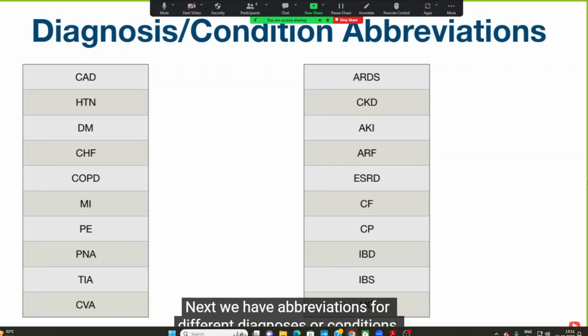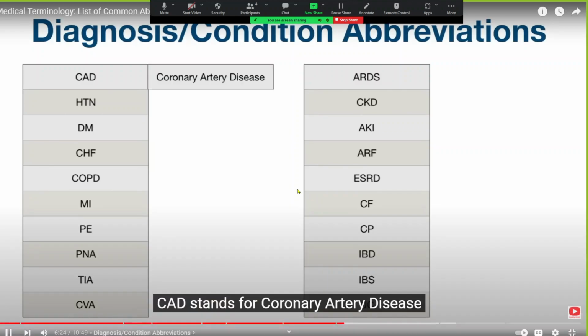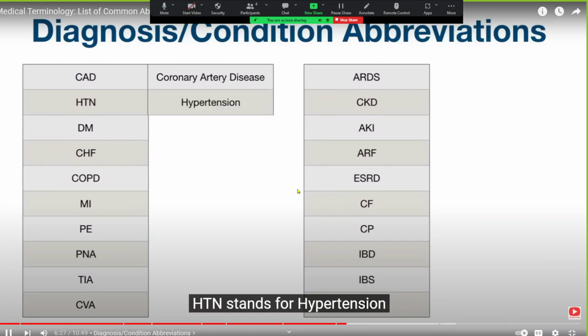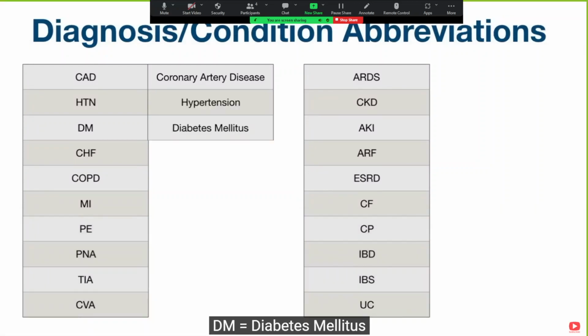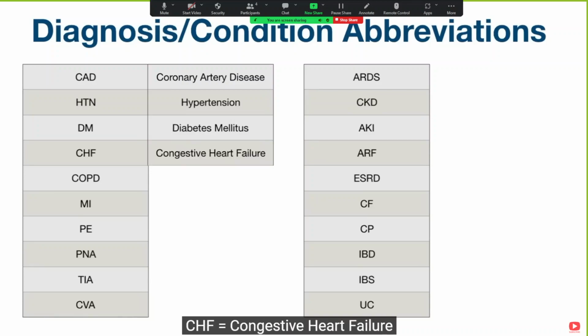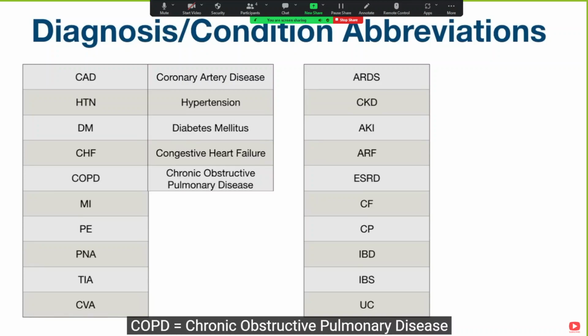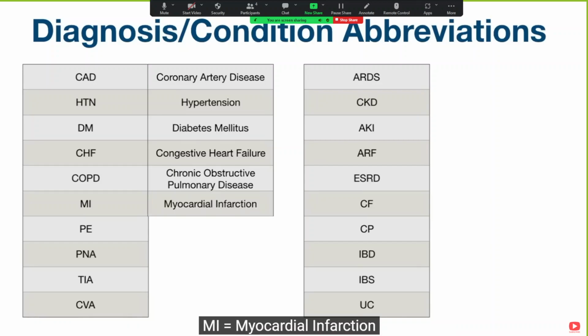Next, we have abbreviations for different diagnoses or conditions. Hit pause in the video and try to name as many as you can. CAD stands for coronary artery disease. HTN stands for hypertension. DM, diabetes mellitus. CHF, congestive heart failure. COPD, chronic obstructive pulmonary disease. MI, myocardial infarction. PE, pulmonary embolism.